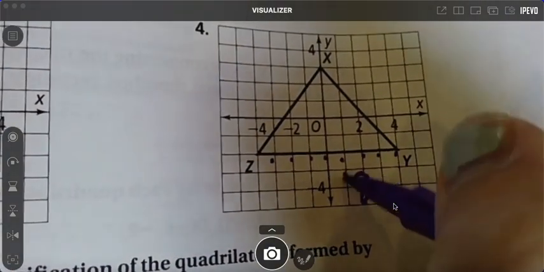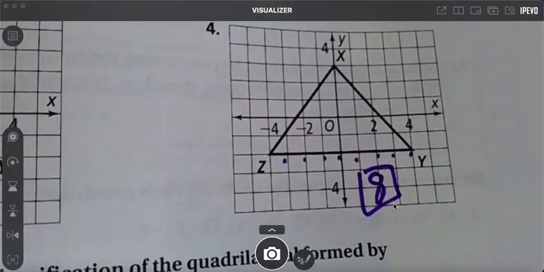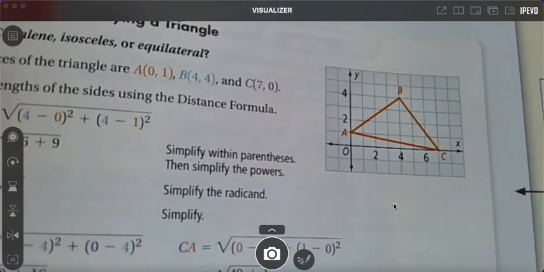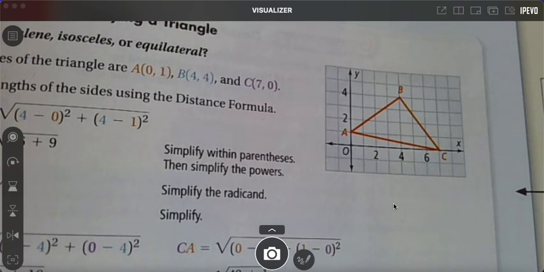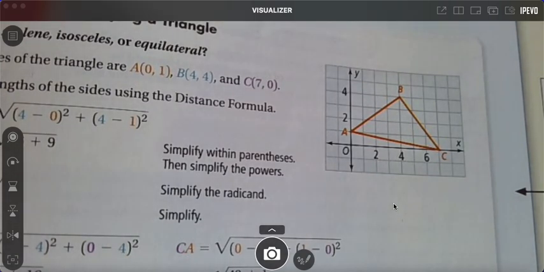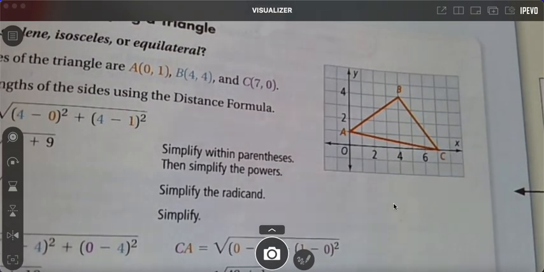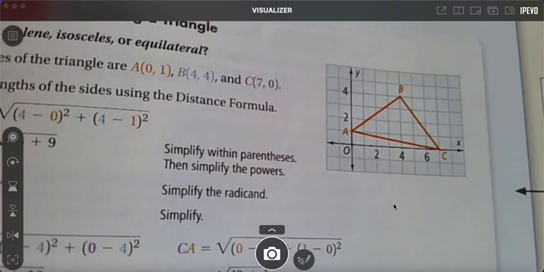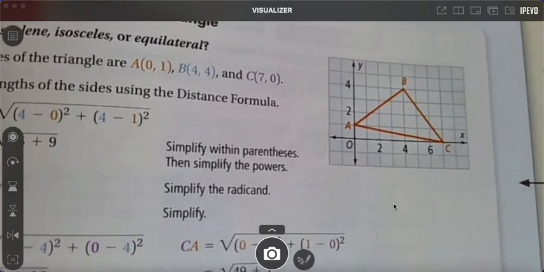So I could know 8 for that side. Now, this one is not that way. I don't know the distance of any of them. So what of those 3 formulas do you think I'm going to have to use? The distance formula, maybe? Okay? So I'm going to use the distance formula 3 times to find each distance, and then I'll know what kind of triangle it is. Okay? That seems like a lot of work. It is work, but it's not bad.